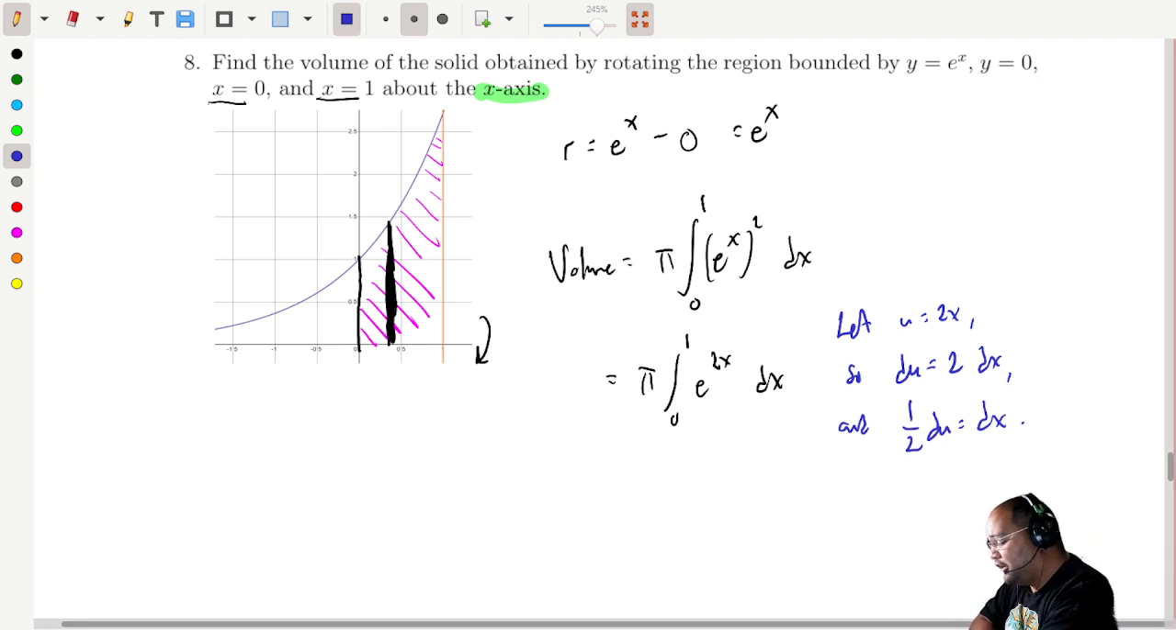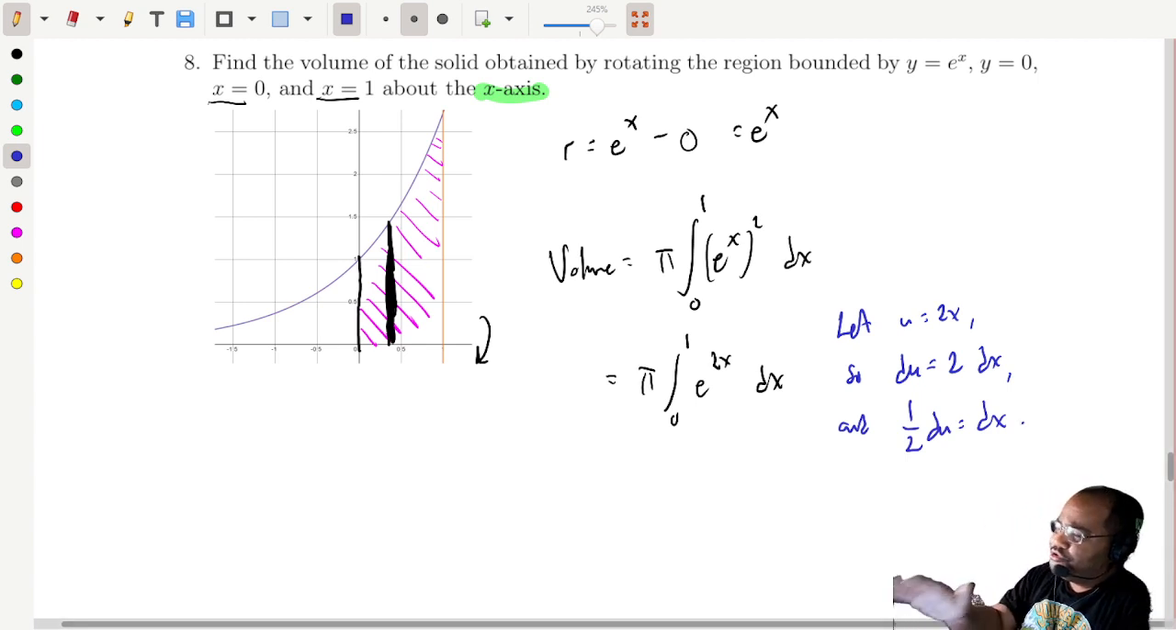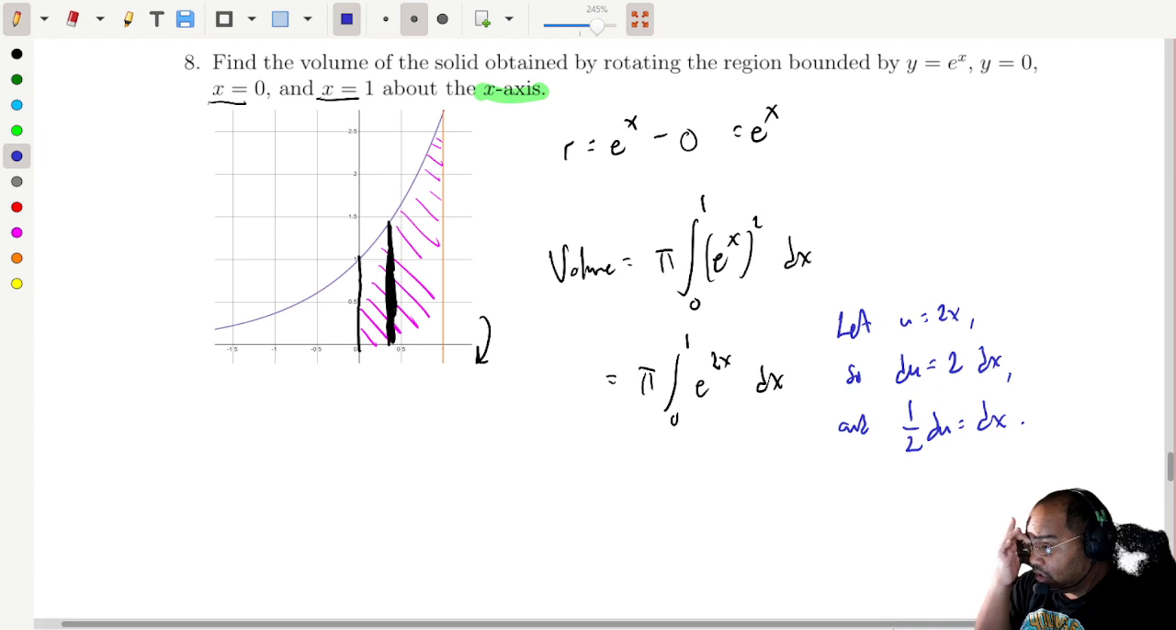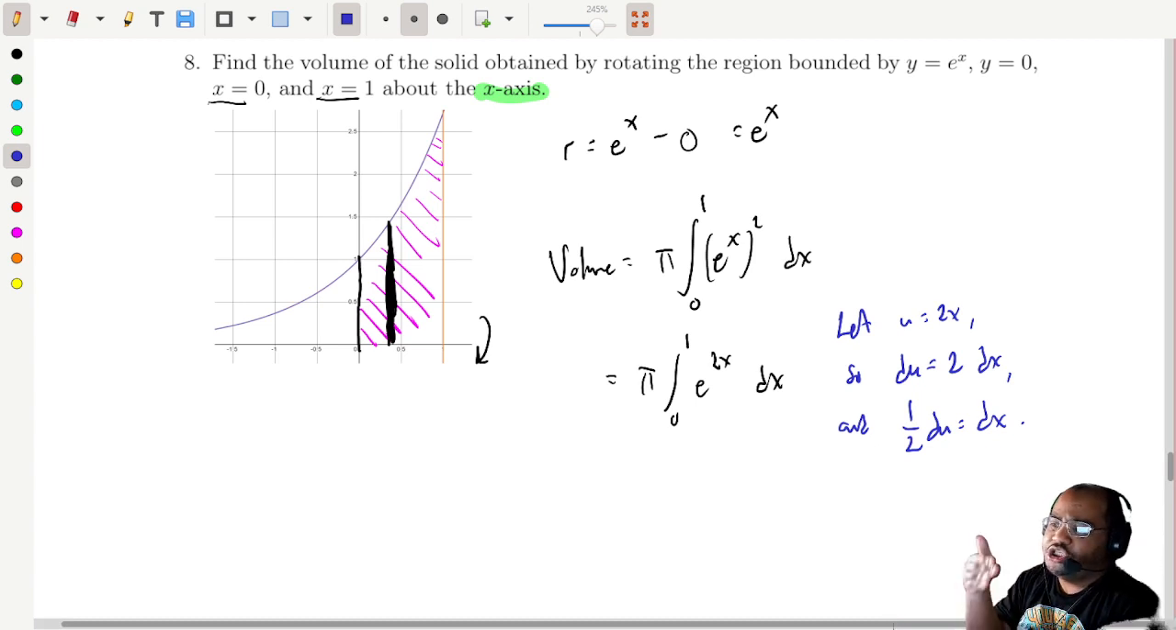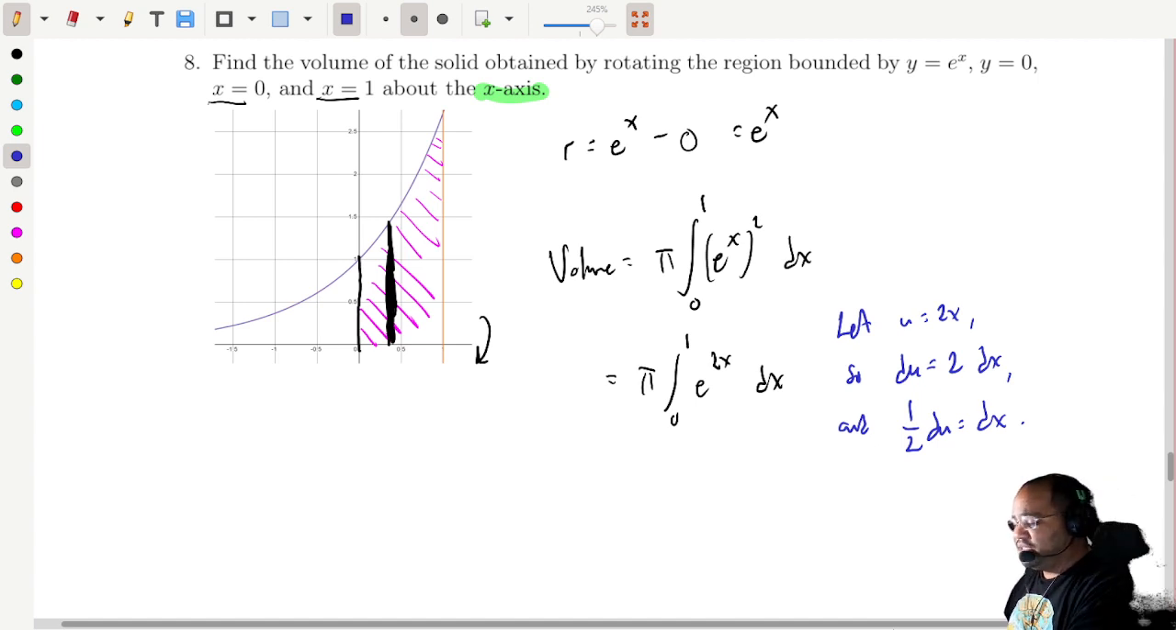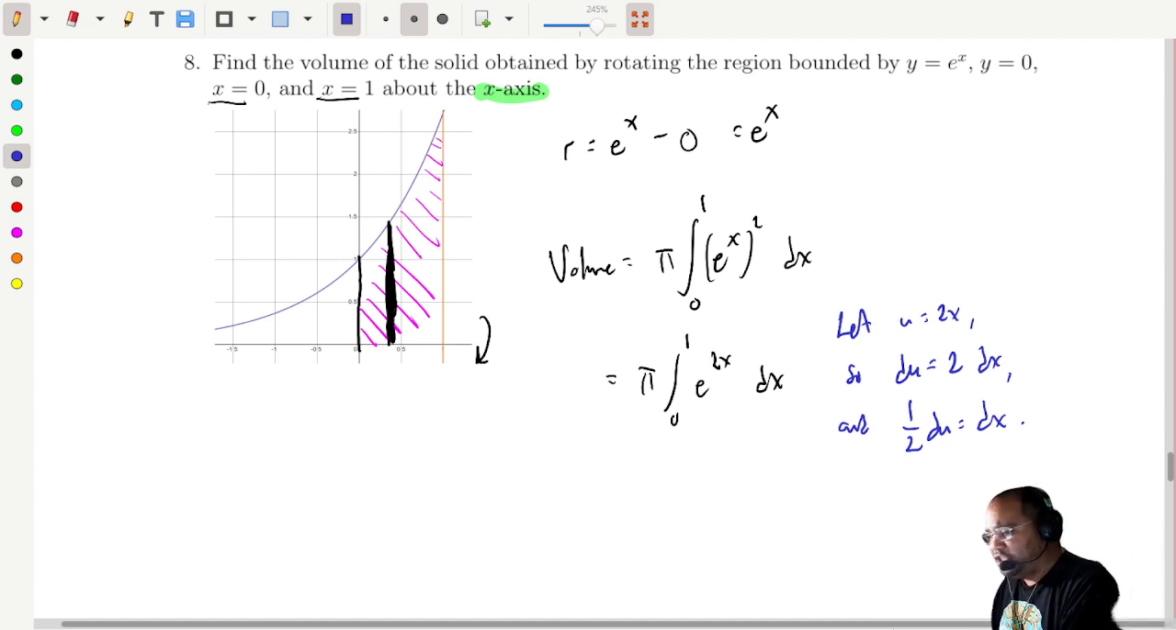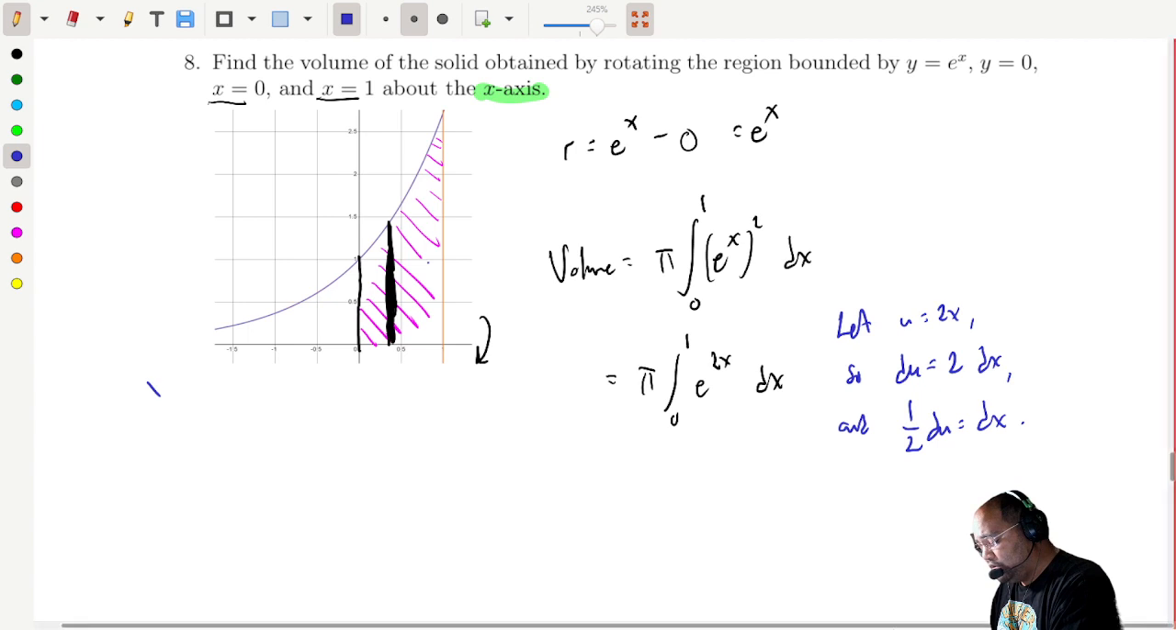All right, so that's fine. But remember, when we do u substitution, like I said in that video, we are changing variables. So these limits of integration are no longer valid. We have to change them. So when x is equal to 0, we need to find the corresponding u just by plugging in. 2 times 0 is 0. And when x is equal to 1, u is equal to 2 times 1, which is 2.